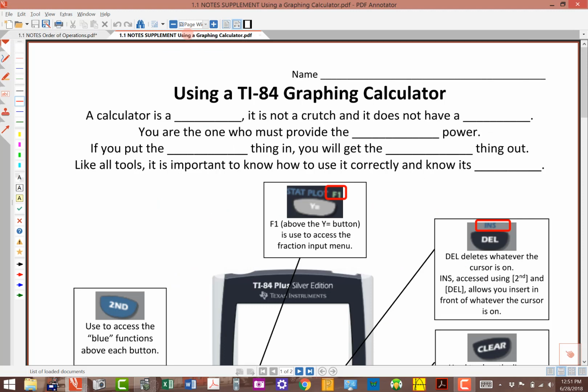We're going to be using a TI-84 graphing calculator in this class, and I want to make sure that we're really clear on how we use calculators, especially graphing calculators. We won't do any graphing right now, but these are pretty sophisticated machines.